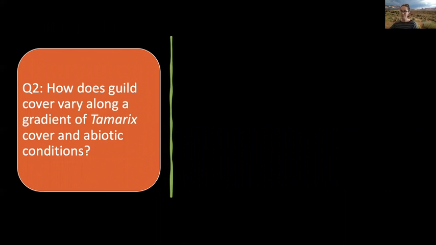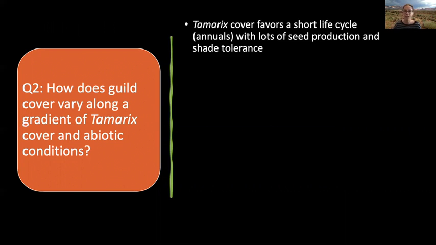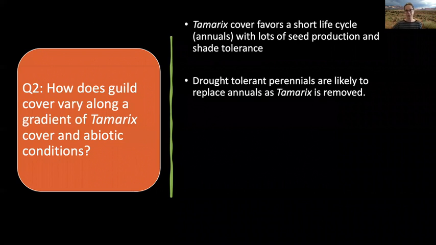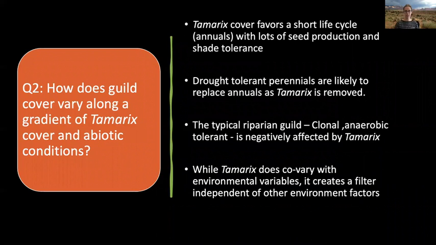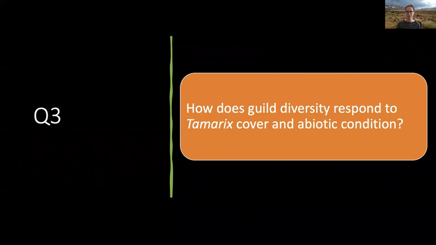So how does guild cover vary along these gradients? First, Tamarix cover favors a short life cycle, so annuals with lots of seed production and shade tolerance. Drought-tolerant perennials are likely to replace annuals as Tamarix is removed. And the typical riparian guild, clonal anaerobic tolerant species, are negatively affected by Tamarix. So while Tamarix does covary with environmental variables, it creates a filter independent of other environmental factors.